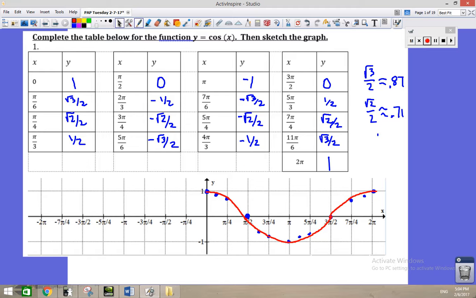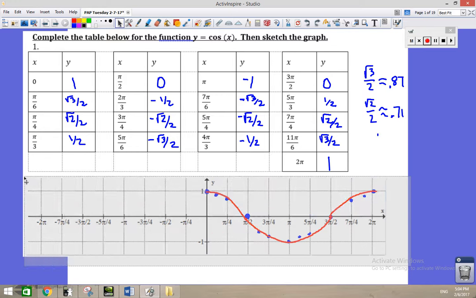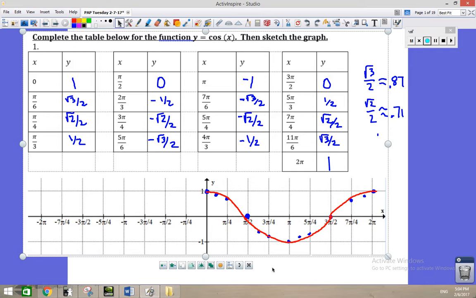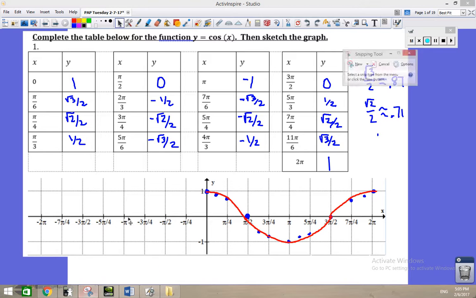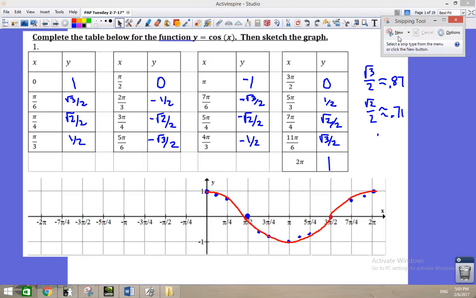Alright. Now in part 2, it wants me to extend this. So let's see, let's take a picture of my graph.